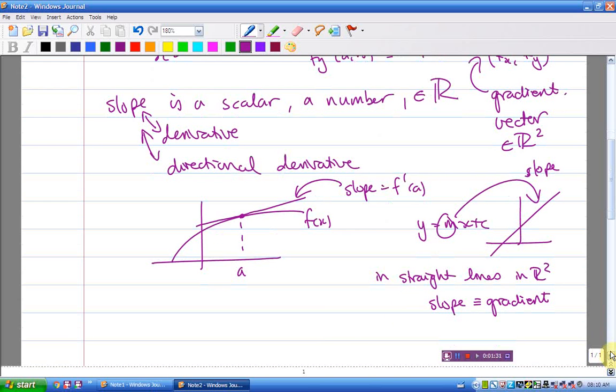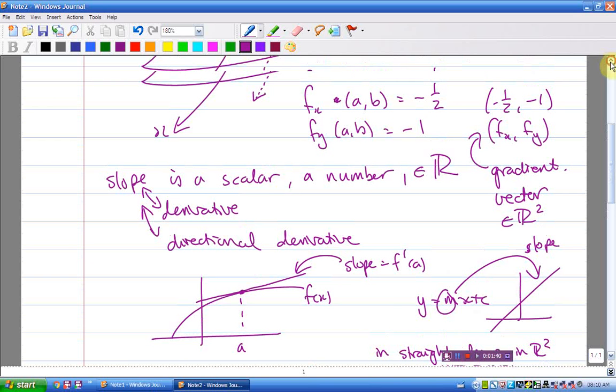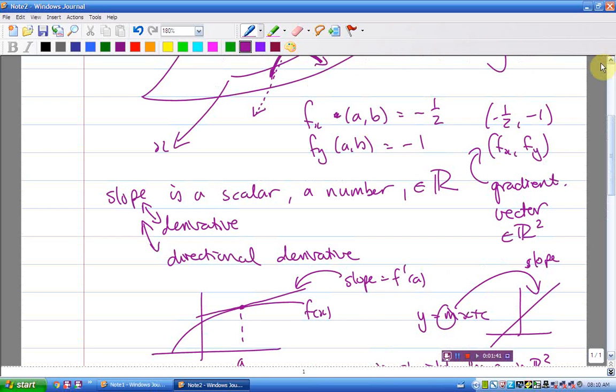But no longer. Slope and gradient are no longer the same thing. Slope is a number. Now, back in yesterday's tutorial, some of you are still doing the tutorial today, you'll see a lot of the questions talk about rate of change. Same thing here, rate of change.